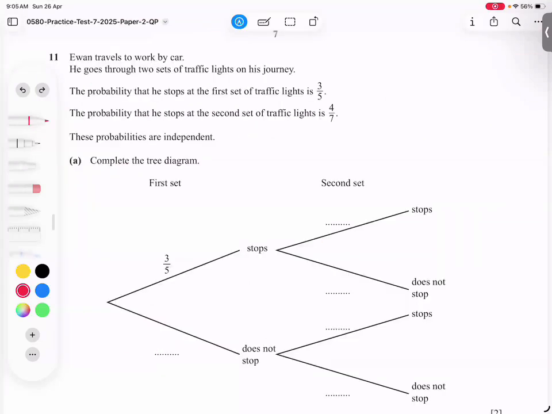Question number 11, students. We have the probability that the car stops at the first set of signal traffic lights is 3 by 5. And the probability of stopping at the second is 4 by 7. So here 3 by 5 you can see clearly, and here 4 over 7. Out of 5, if I subtract 3, I get a 2. So 2 over 5. Basically, this number is always the same. If I ask you where this 7 comes from, from 7 subtract 4, we get a 3 here. So the same 3 over 7 comes here.